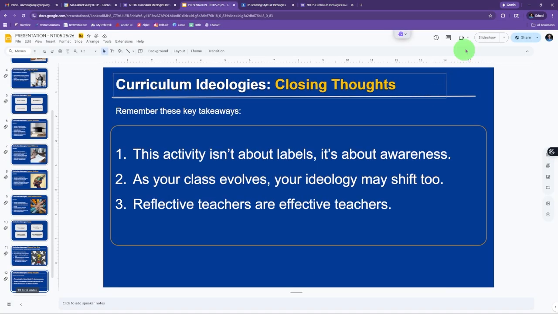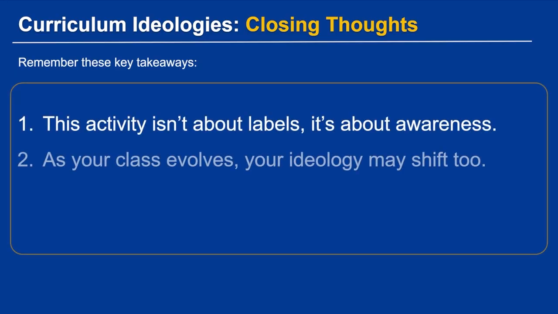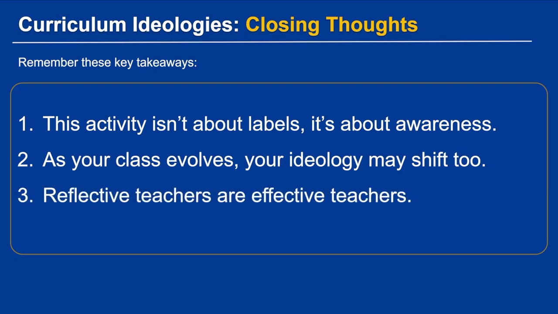Okay, now let's go back to this real quick as we finish up. Remember, as you're doing this, it's not about labels, it's just about awareness of yourself. The same thing we've been practicing in the past few classes. You're always evolving. Just because you have a style now doesn't mean you're always going to have it. As you grow, like your students do, your styles may shift and change as well. And we do this because reflective teachers are effective teachers. The greatest teachers are the ones who can stay true to themselves, but also know how to improve and grow.